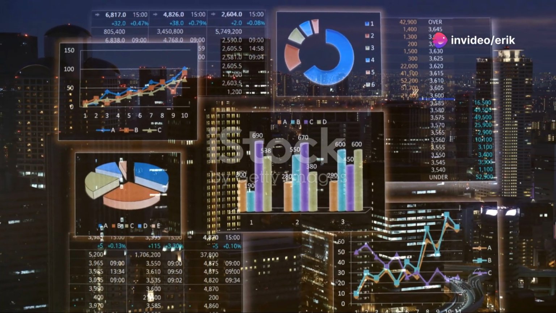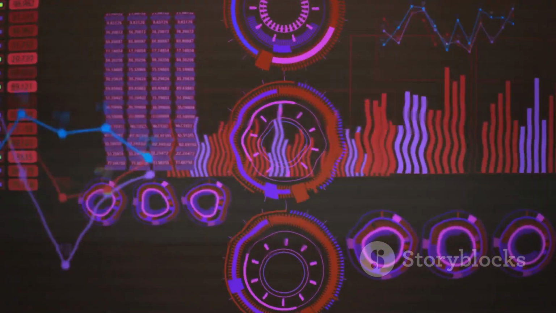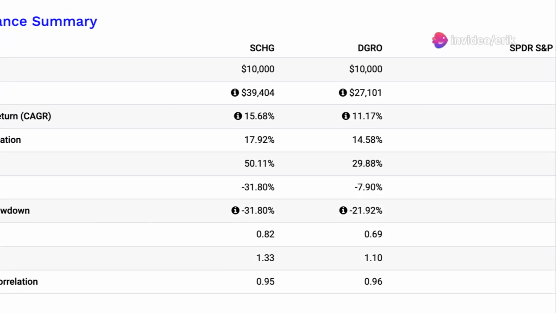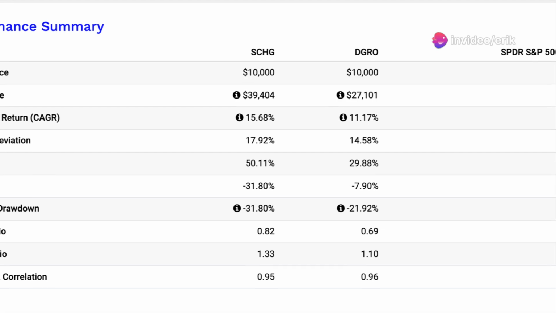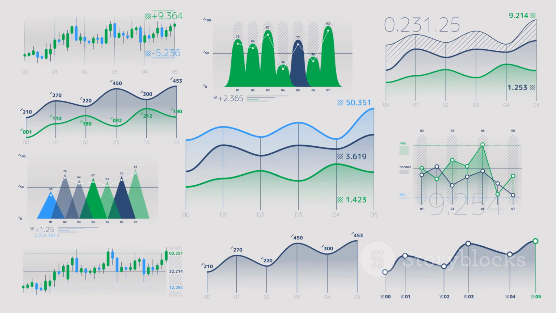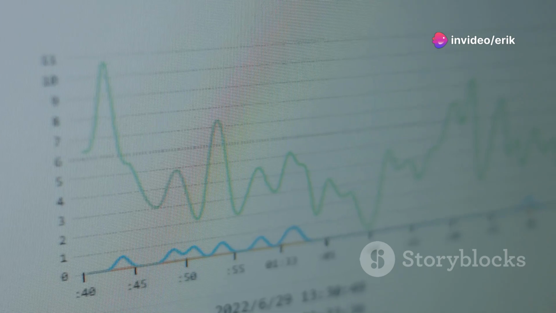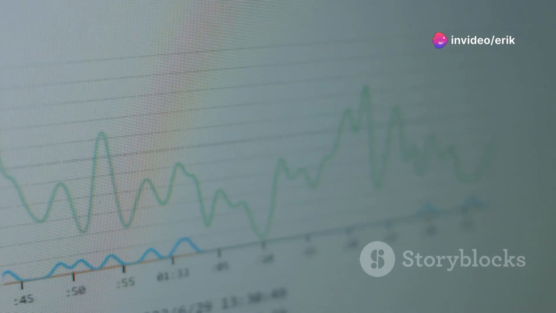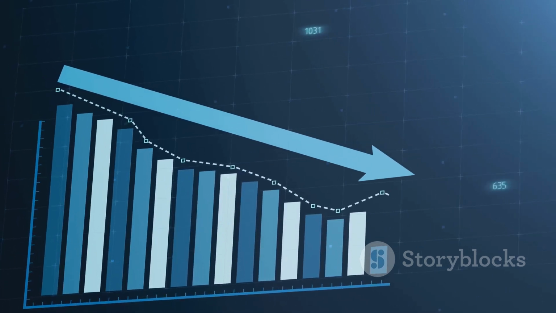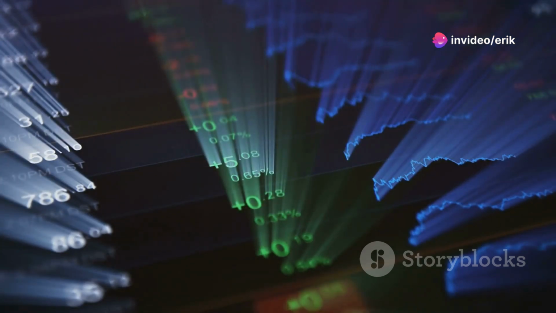When comparing SCHG versus DGRO, it's essential to consider how much each fund charges and what it pays back to its investors. SCHG, or the Schwab U.S. Large Cap Growth ETF, boasts a remarkably low expense ratio of 0.04%. This means for every $1,000 invested, only 40 cents go towards fund management fees annually. Conversely, DGRO, the iShares Core Dividend Growth ETF, has a slightly higher expense ratio of 0.08%. This translates to 80 cents per $1,000 invested. While this difference might seem minimal, over the long haul, these fees can significantly impact total investment returns.